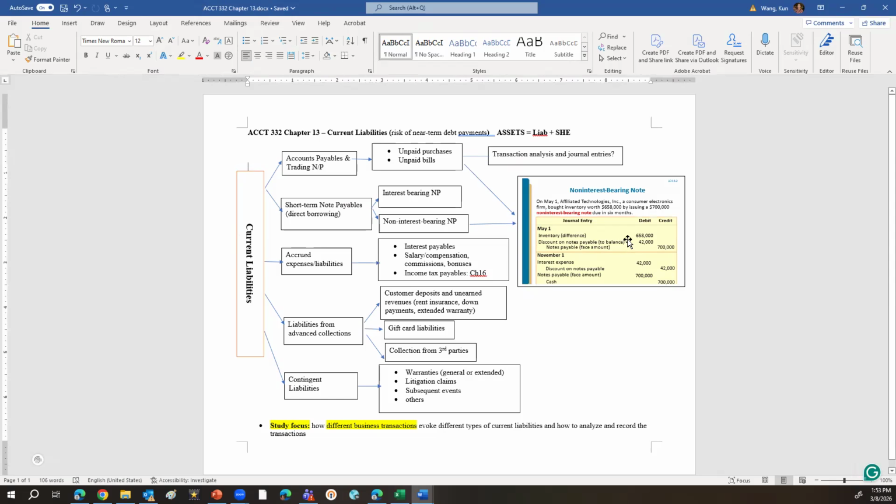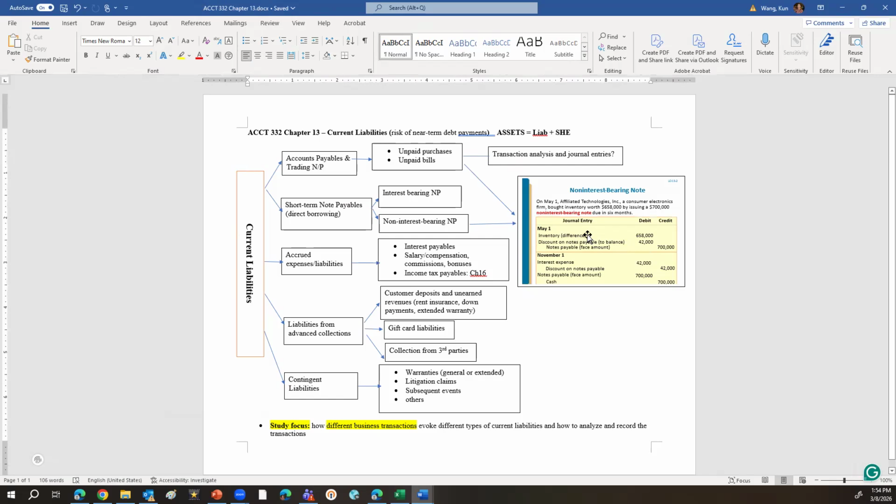The face value is really the maturity value of the note, which is 700,000. So the notes payable is 700,000, and then we recognize a discounted note. This assumes you have some source of the interest. I will put the interest later, but there is 42,000 total interest involved with the note. And the difference is the cost of the inventory.